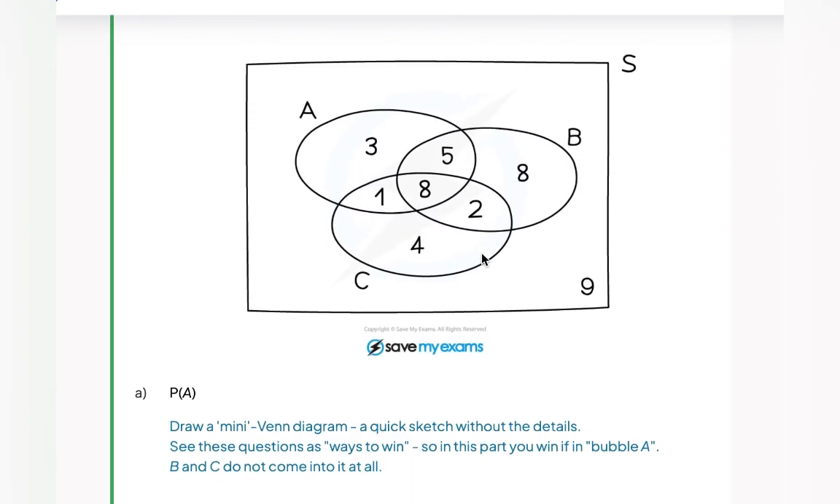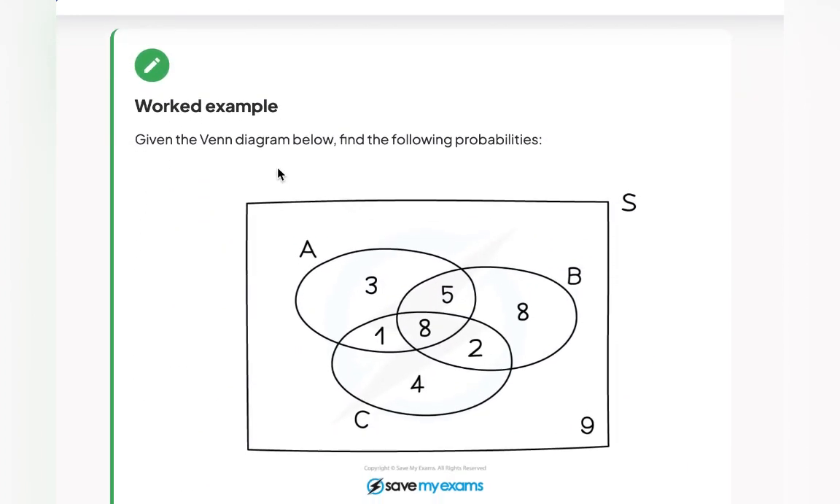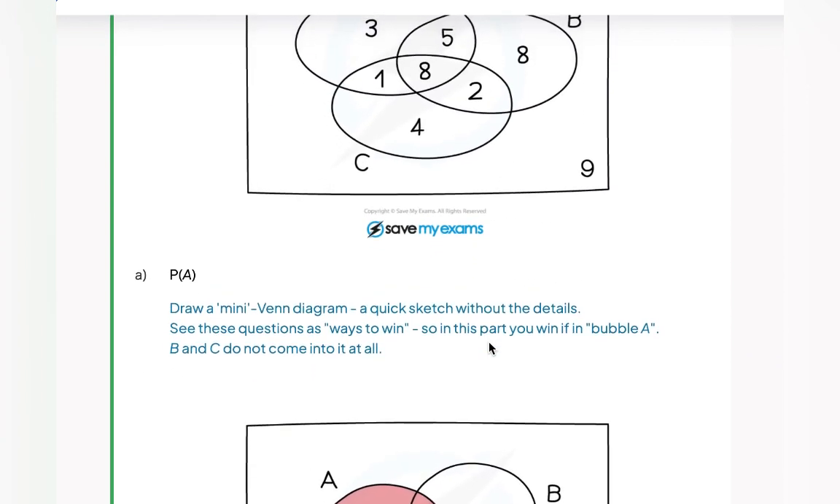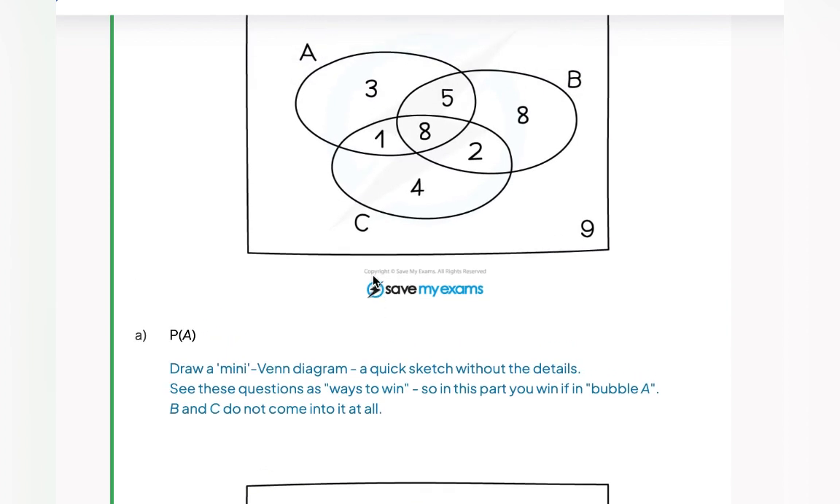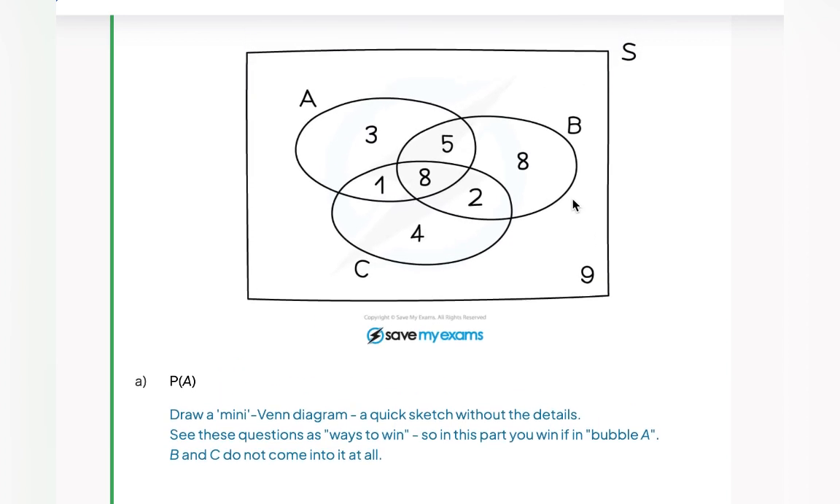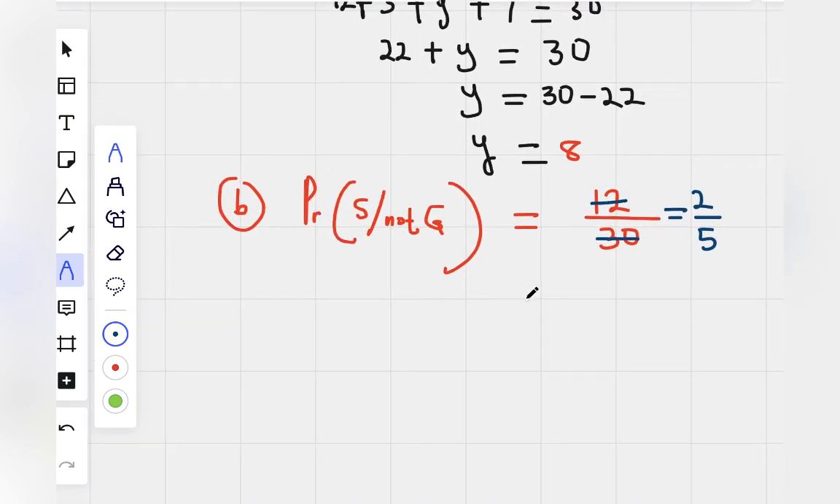Here we have three cases of probability. You'll be given a Venn diagram, question number 4. Find the following probability. So we're going to find the following probability, P of A, the probability of A. So we have A, B, C. Let's draw that, and 9 is out. Let's draw this set and quickly see what we can do.